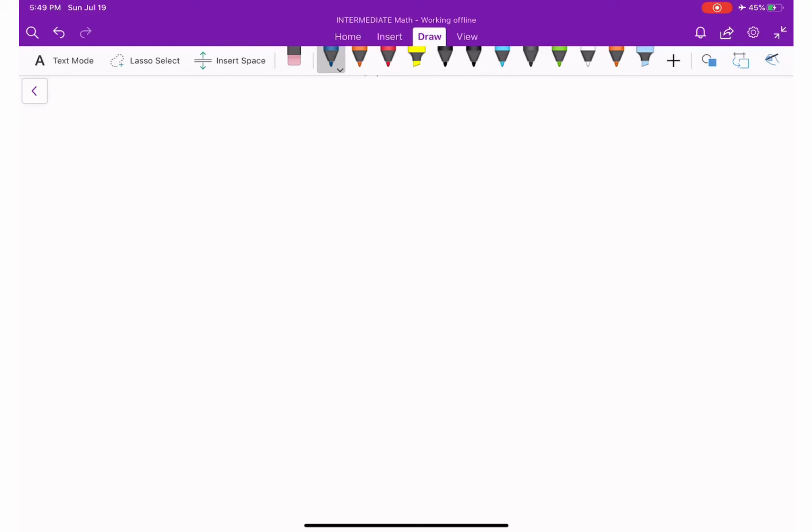5x squared minus 4x minus 1 minus x squared. Okay, let's see how we're going to solve it. The bottom is easy. It's a difference of squares. Let me write it down.